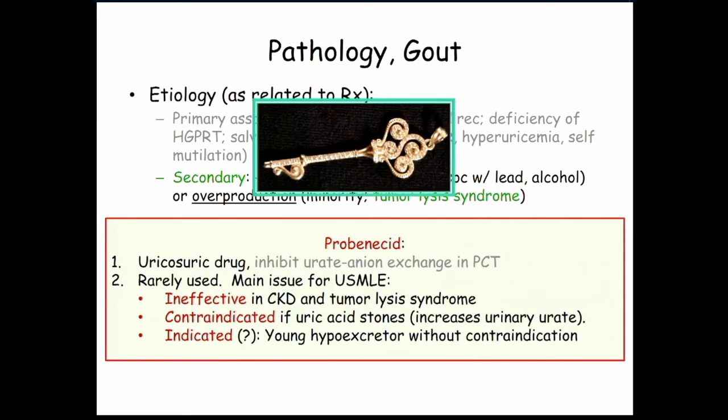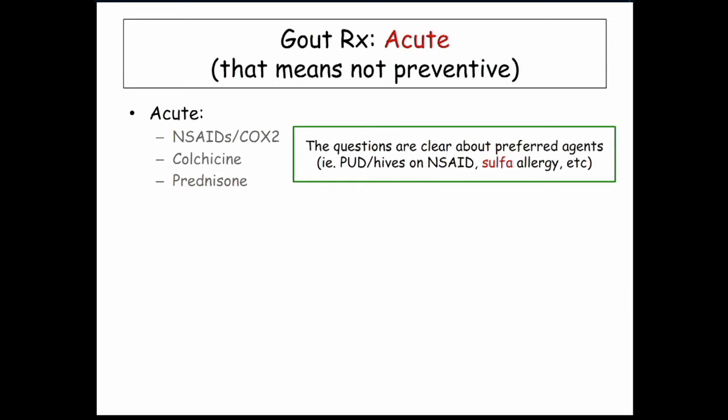So you need GFR, you can't have uric acid stones. So who would you use it on? Maybe a young hypoexcretor without contraindication. You'll never see that one. So probenecid is about when not to use it, not when to use it, and you will see it in the Q banks, and it's still fodder for the boards. All right, so this was one of the drivers why I thought it was important to include gout. It really has a lot to do with treatment.